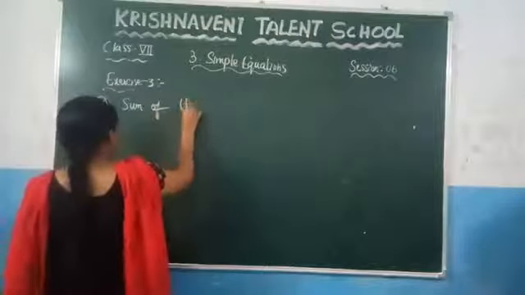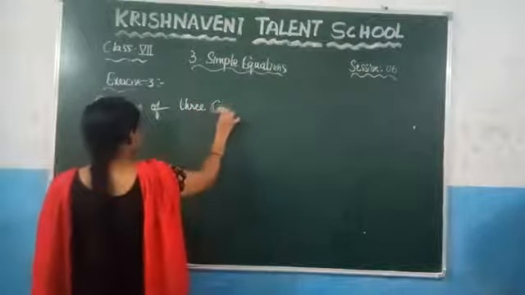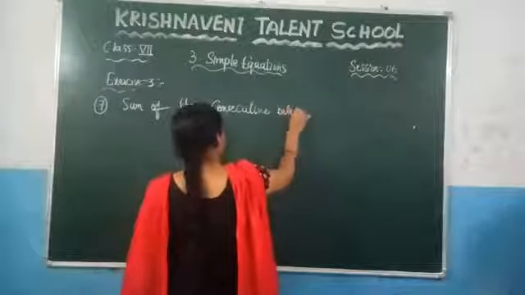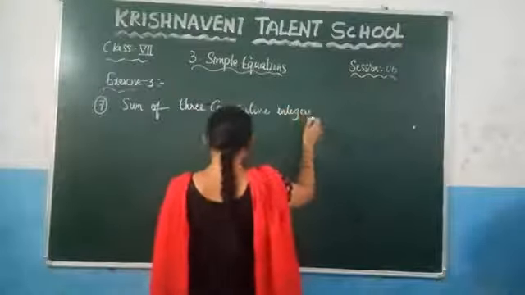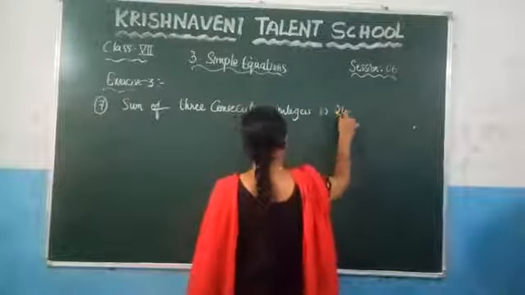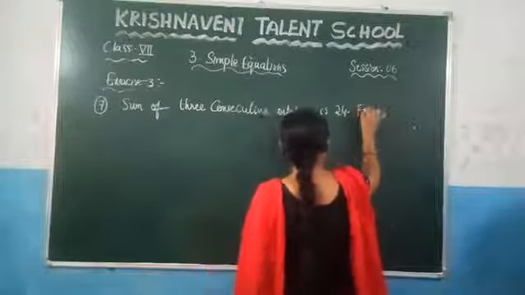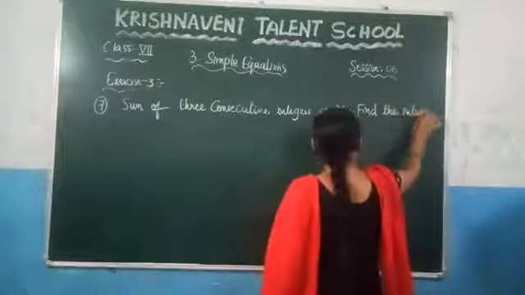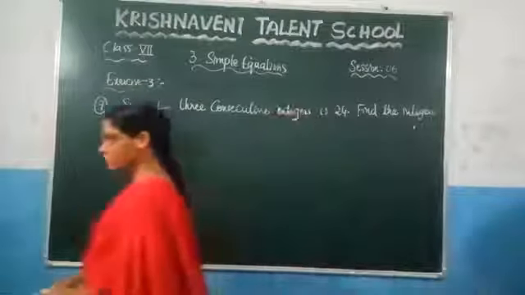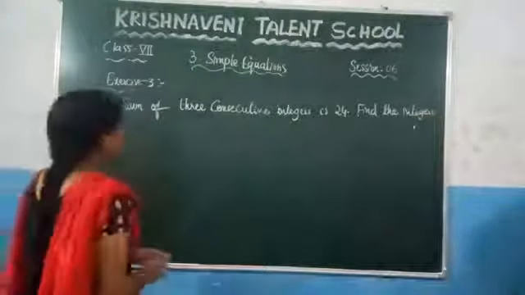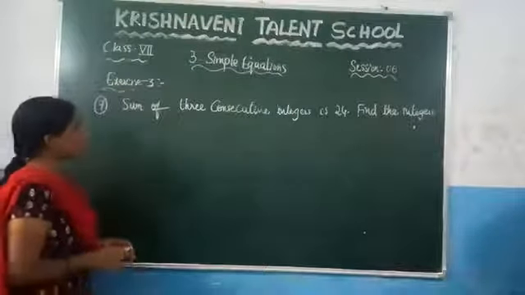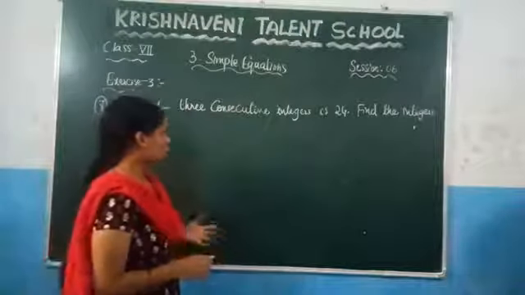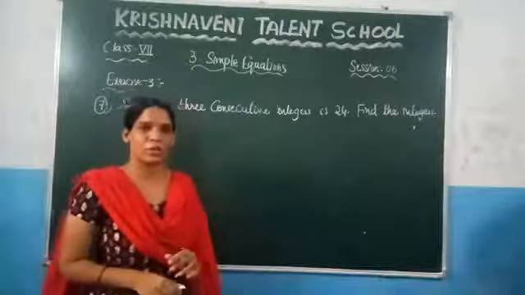Three consecutive integers. The sum of the three consecutive integers is 24. Find the integers. So here, what is the question they have asked? The sum of the three consecutive integers is 24. Find the integers.